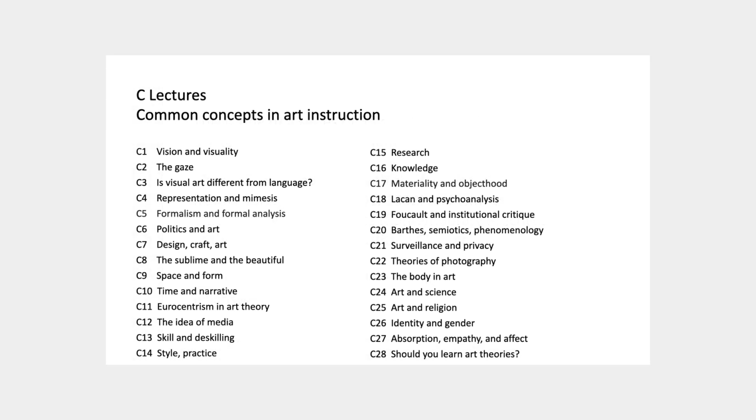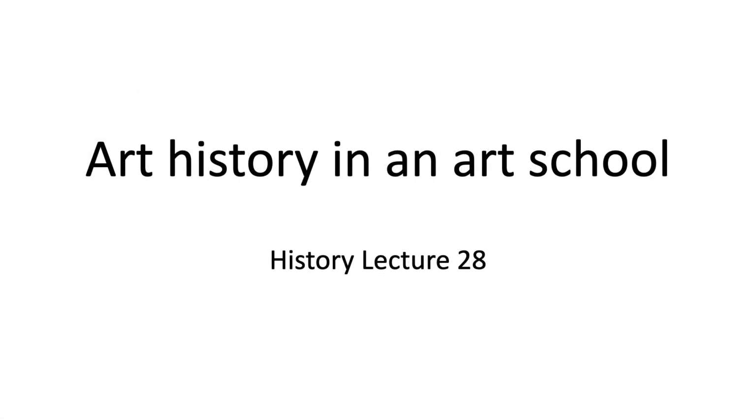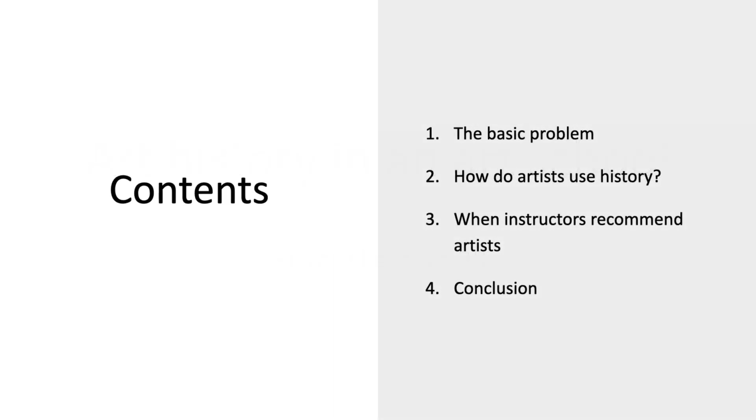This is the last of the history lectures, History Lecture 28, on the question of art history in an art school. I'm just going to use this lecture to recapitulate and underscore some of the questions that I've been raising about the relation between art history and studio art, especially in an art school setting. And I'm going to raise a couple of new questions there at the end about instructors recommending artists.